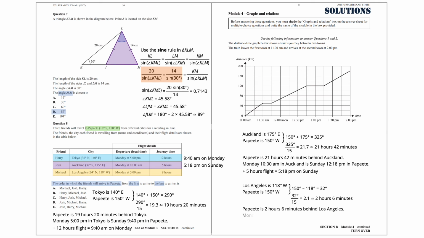Michael leaves on Monday 5 p.m. from Los Angeles, which is Monday 2:54 p.m. in Pepite. We have to add the 8 hours flight, and that is 10:54 p.m. on Monday. So Michael arrives at 10:54 p.m. on Monday. So the first one to arrive is Josh, the second to arrive is Harry, and the third to arrive is Michael. So the answer we're after is option E.